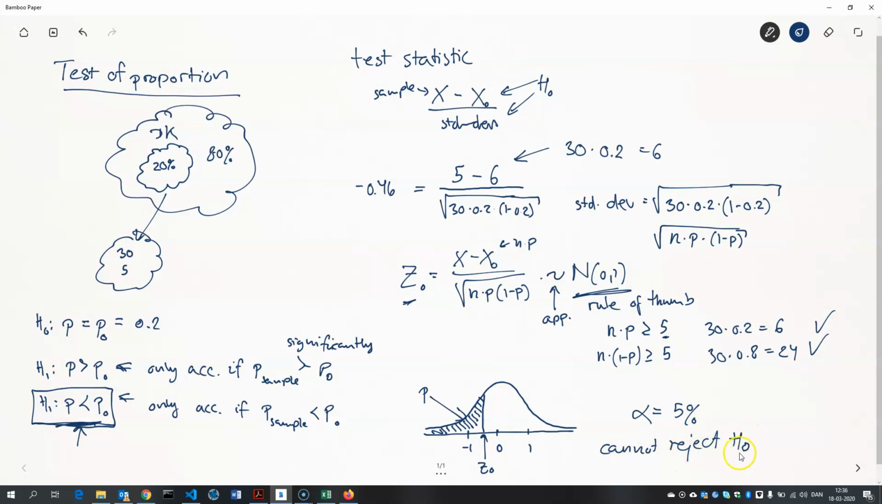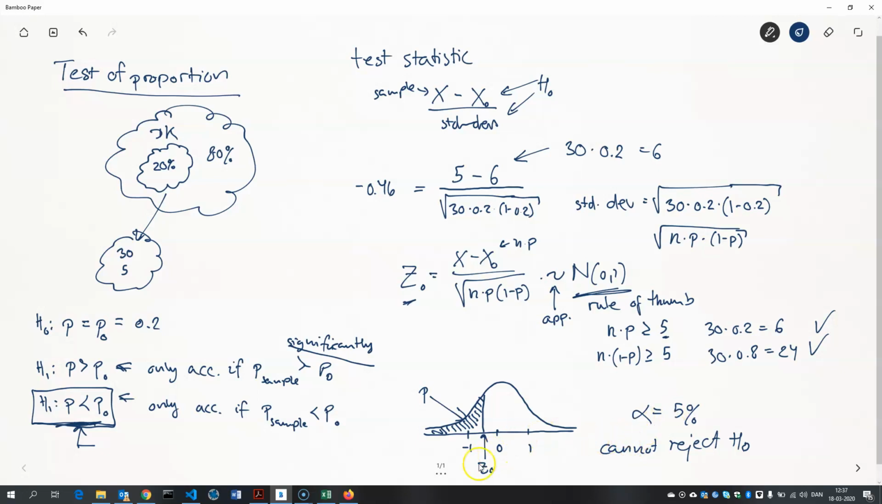Since the p-value is quite a bit larger than 5%, that means that this test is not able to conclude that the proportion of infected people is less than 20%. Even though the sample result was 5, which is less than 20% of 30, it's not significantly less. And that's why we cannot conclude that there's less than 20% of the population infected.